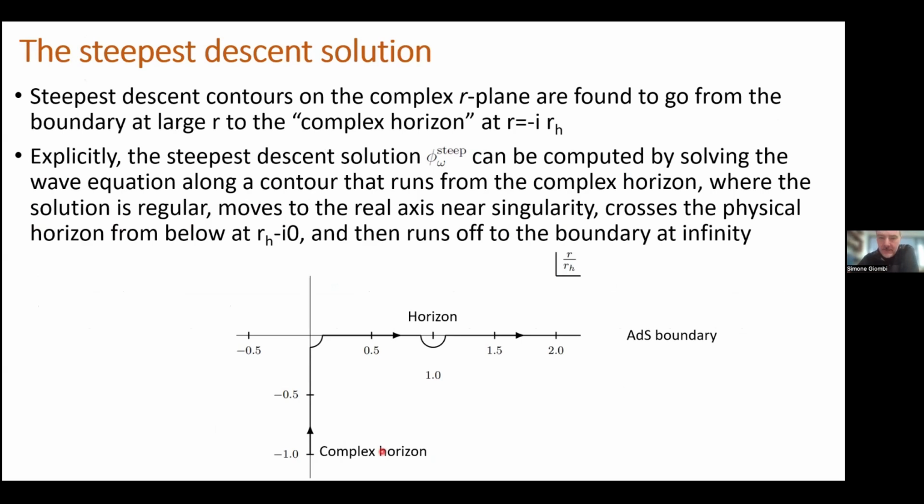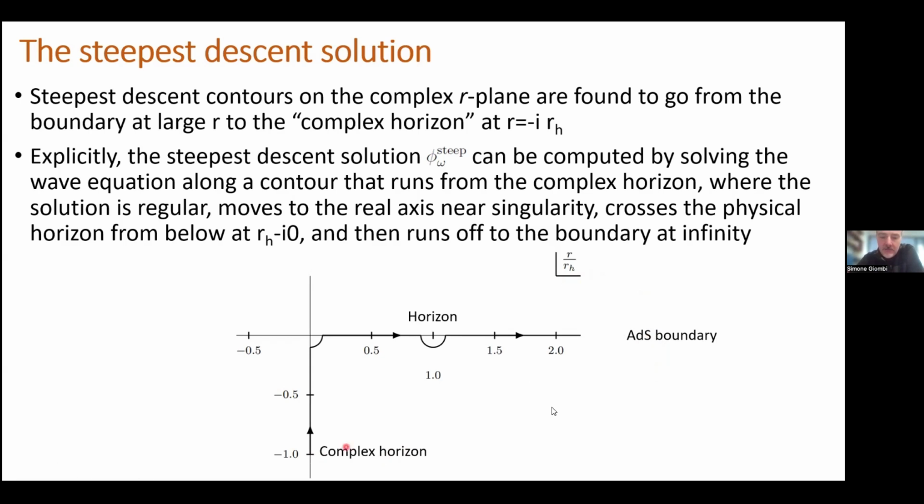So explicitly, if one looks at what those steepest descent contours look like in the WKB problem, the steepest descent contours are actually curves in this complexified radial variable plane that go from the AdS boundary to a complex fake horizon that is down here, r equals minus iH. So there are steepest descent contours that you can find by analyzing the WKB problem. It goes from there to there.